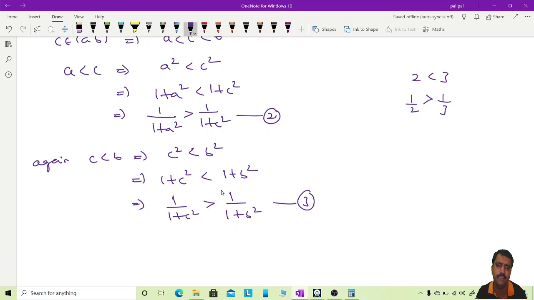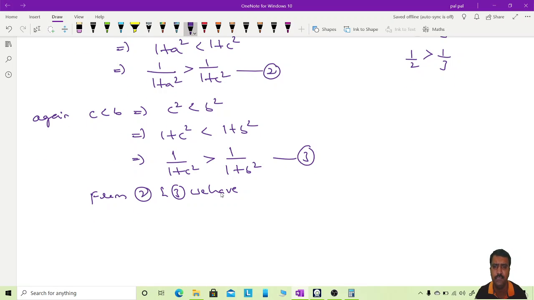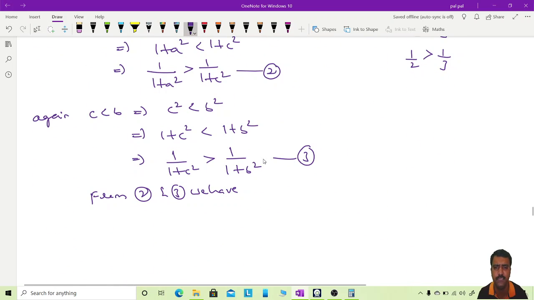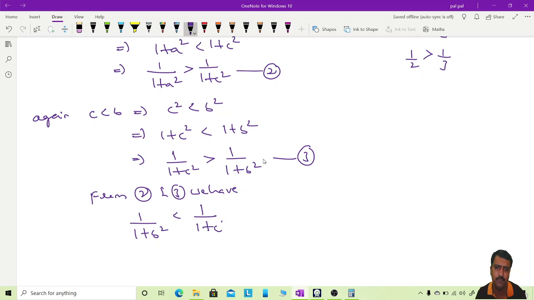Call this inequality 3. Now from the results 2 and 3, we can write expression 3 first: 1 by 1 plus b square is less than 1 by 1 plus c square, and 1 by 1 plus c square is less than 1 by 1 plus a square. We can write this expression using inequalities 2 and 3.